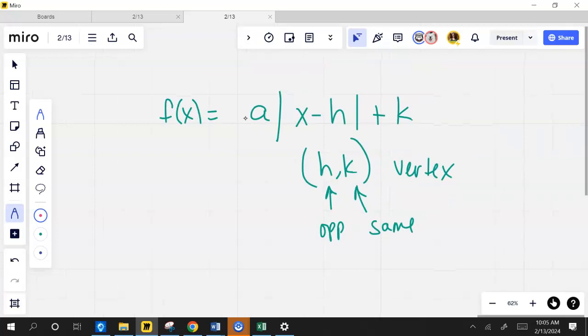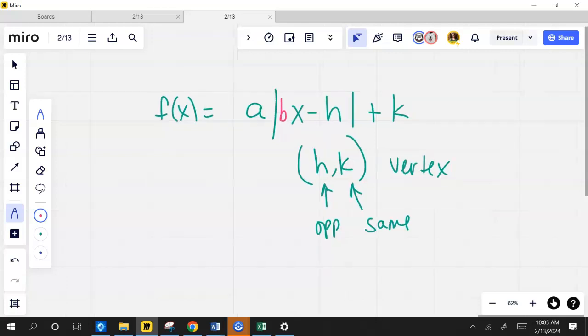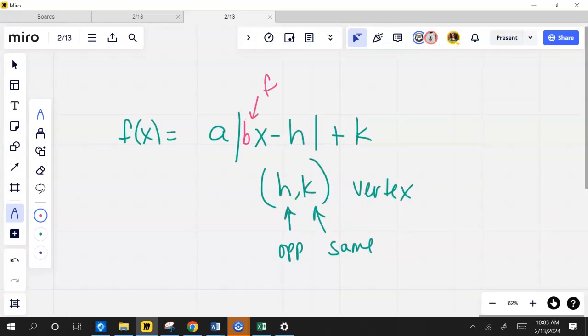You could have some number, I'll call it B, in front of the X. And if that happens, you have to factor out the B from X and H. And I'll show you exactly what I'm talking about in just a second. But if you can figure out the vertex, then when we graph it, all you need is 2 points on either side of the vertex. And that's how we're going to start by graphing, okay? So 2 points on either side.